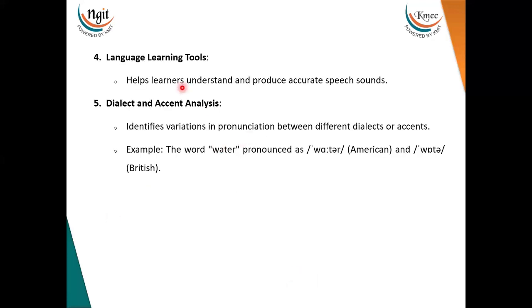Next, language learning tools help learners understand and produce accurate speech sounds. Next is dialect and accent analysis. It identifies variations in pronunciation between different dialects or accents. Example, the word water is pronounced one way in American English and another way in British English. You can see the phonetic transcription of the word water given here for the two different pronunciations. This is the American way of pronouncing it, and this is the British way of pronouncing the same word, water.